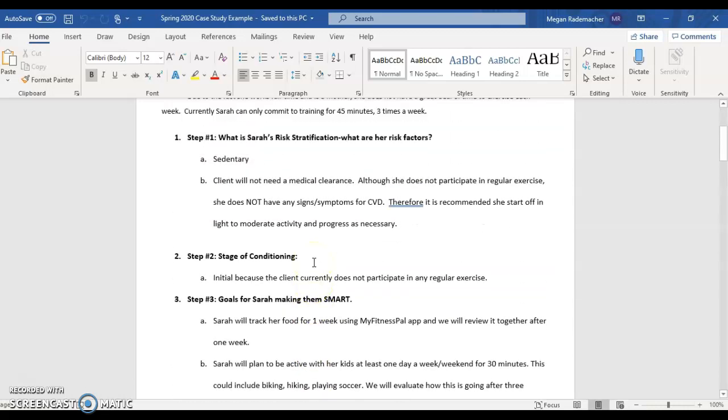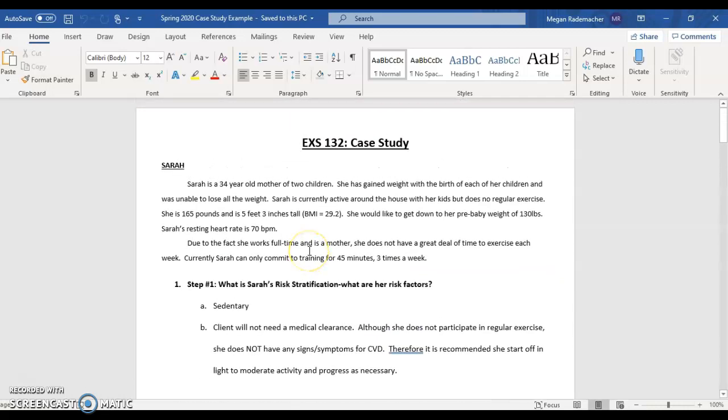Another great option was... we didn't get a ton of information about Sarah's eating habits, but we definitely could ask her more about that, see if maybe she eats out a lot. Another option would be to try to encourage her to start making her own food at home. Things like that are all great options.